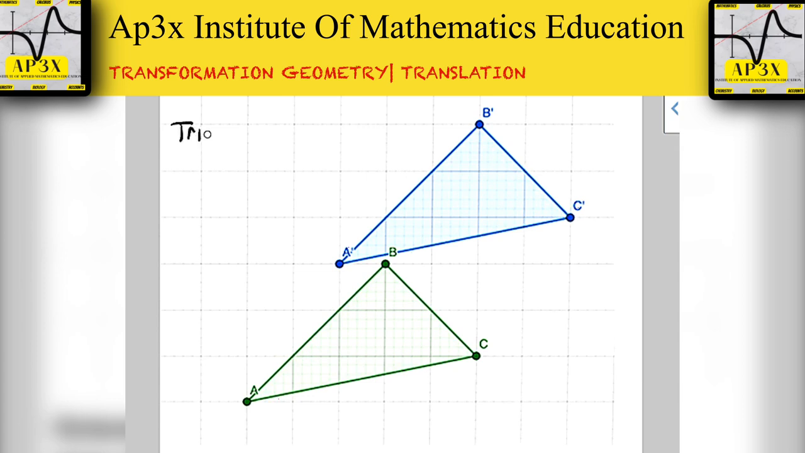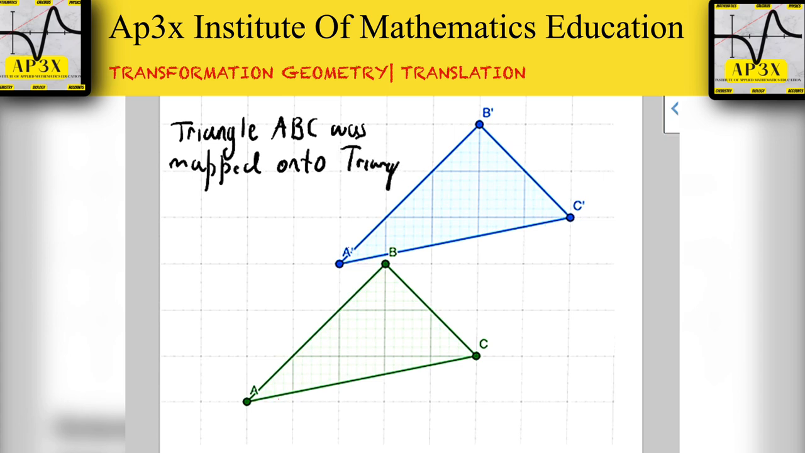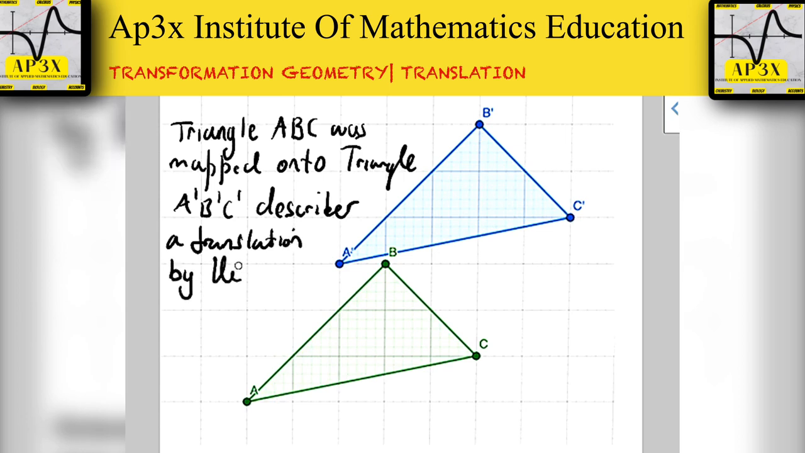triangle ABC was mapped onto triangle A prime, B prime, C prime describes a translation by the vector, and here's the bit that you must know: how to state the vector.